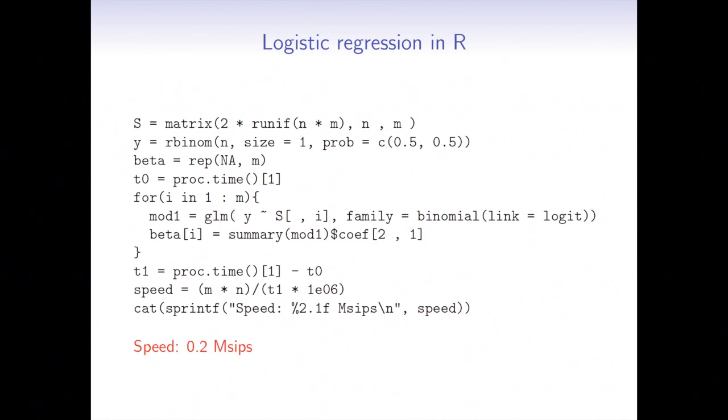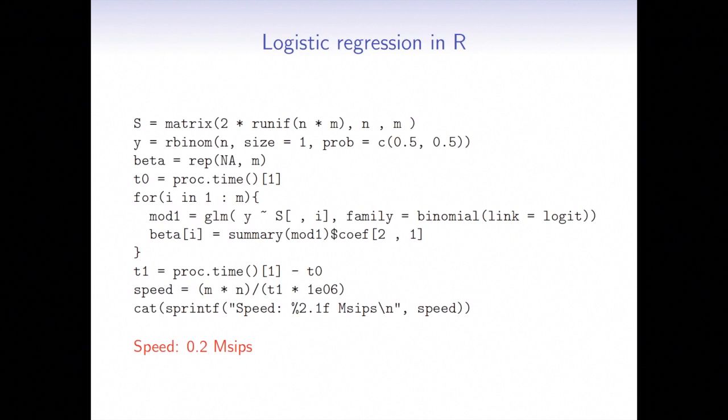Before I come back to our idea, I want to measure the speed of logistic regression in R. So here I again simulate my SNP matrix, then I simulate the 0, 1 vector of responses from a binomial distribution. I pre-specify my vector of betas, I measure the speed. In a loop, I fit the GLM function specifying the correct binomial distribution and the logit link. And the speed was 0.2 megasips, which was indeed 5 times slower than the LM function, for which the speed was 1 megasip.